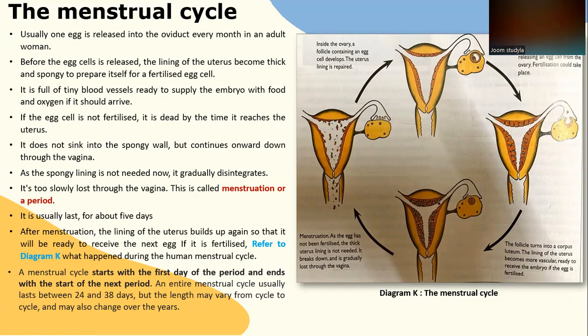After menstruation, the lining of the uterus builds up again so that it will be ready to receive the next egg if it's fertilized. Refer to diagram K, what's happening during the human menstrual cycle. In this diagram, he will explain the actual process. So as a conclusion, a menstrual cycle starts with the first day of the period and ends with the start of the next period. An entire menstrual cycle usually lasts between 24 and 38 days, but the length may vary from cycle to cycle and may also change over the years.